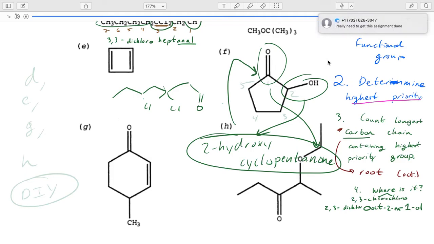Yeah, so a special rule about rings is that the highest priority functional group always is number 1. So 1, 2, 3, 4, 5. And we always want to label the numbers to be as low as possible as well. Hence 2-hydroxy instead of 5-hydroxy.